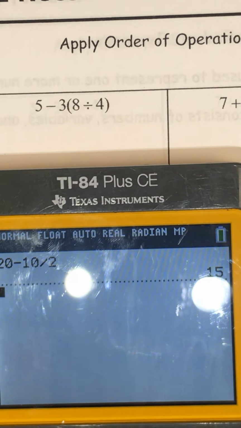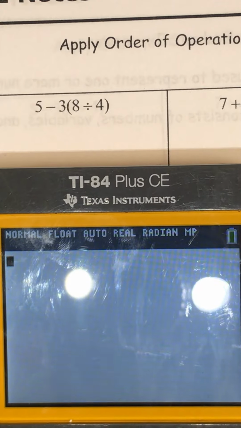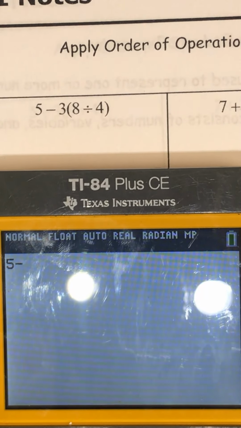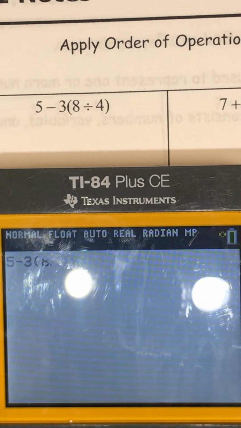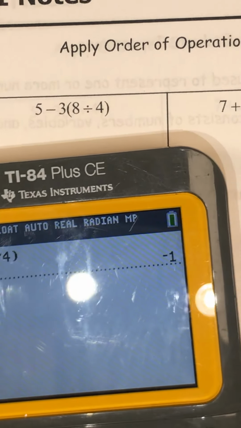Here's the next problem. Again, I'm going to make sure it's exactly as I see it. 5 minus 3 parenthesis 8 divide 4 closing my parenthesis. That answer was -1.